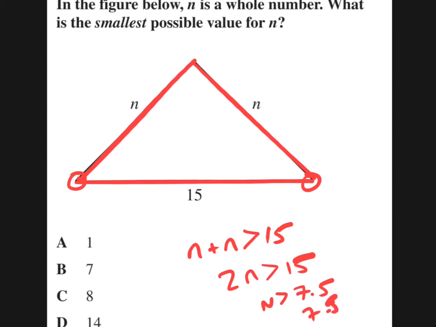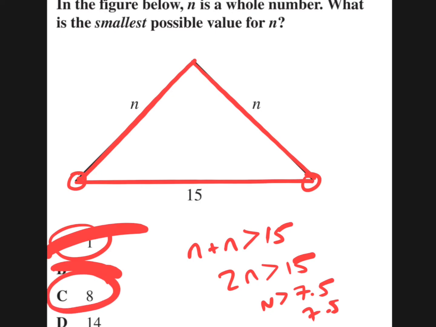And what it's saying here is n is a whole number. And what is the smallest possible value for n? So if n has to be greater than 7.5, if you look at the answer choices, obviously it can't be 1. 1 would be too small. If you went up 1 and down 1, that's 2. And 2 is a lot smaller than 15. So that's not physically possible. A is out. B, 7, that comes close, but that's just under 7.5, so it can't be that small. So B is out. C is the correct answer.